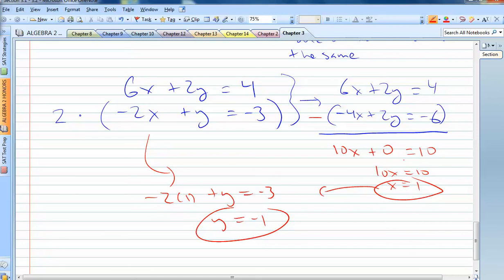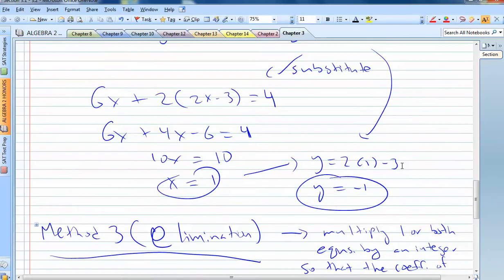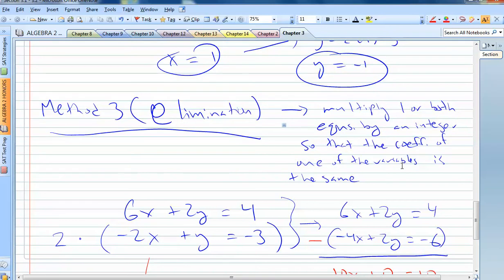So you have 3 techniques. Graphically, probably not recommended just because it's not terribly accurate. Substitution, I think, is what most of you are familiar with. It works just great. But also keep in mind that you can do elimination. And sometimes elimination will make more sense when you start doing 3 or more variables. Other times elimination is better if you know that substitution is going to result in fractions. That's another thing to keep in mind as well.